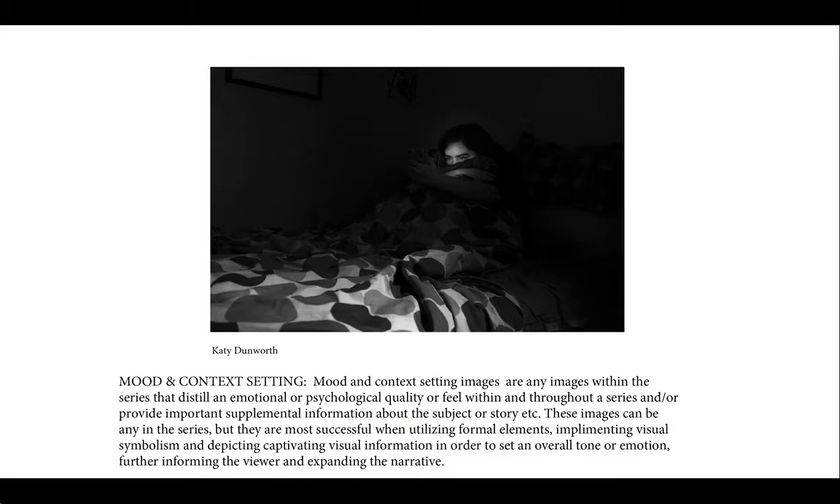When we're providing those different kinds of information through the images, that's what I mean by mood and context setting. And oftentimes, that's achieved by combining a lot of different things into one image, right? Utilizing formal elements to highlight something, implementing visual symbolism, right? To use those formal elements as well as conceptual ideas within the context of the image, in order to set an overall tone, emotion, or further the understanding that the viewer has about the story that you're trying to thread together.